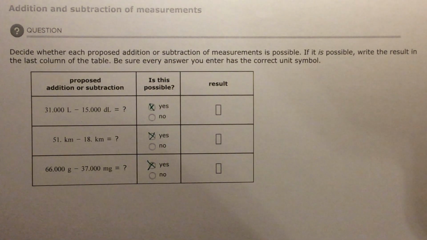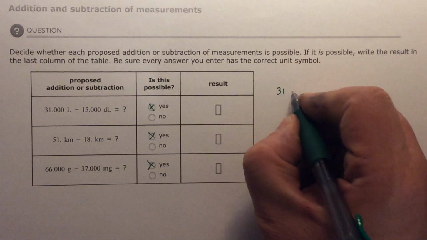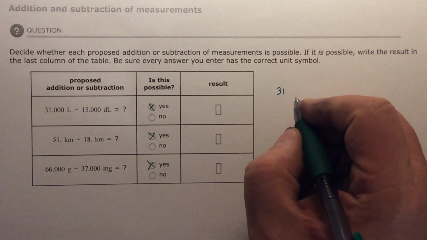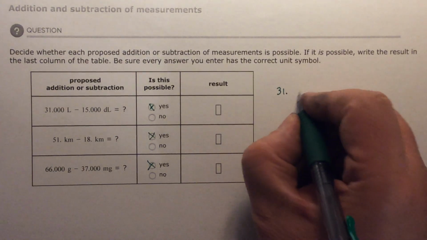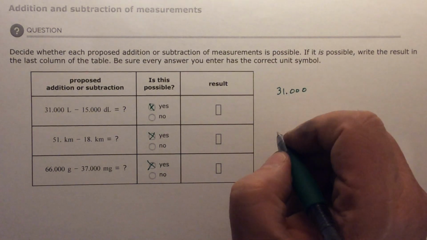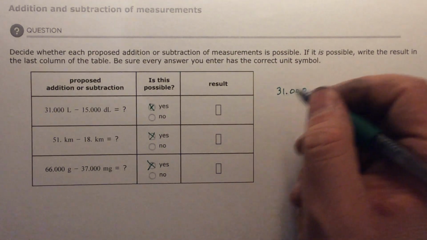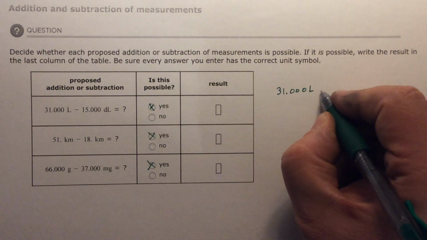Okay, so let's look at the first one. I'm going to have 31 point, that's a decimal point. That's a measurement, so it's 5 significant digits. And this is in liters.